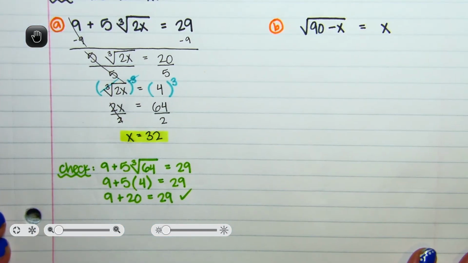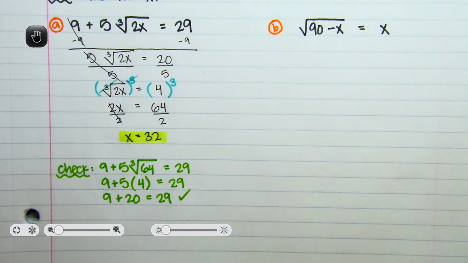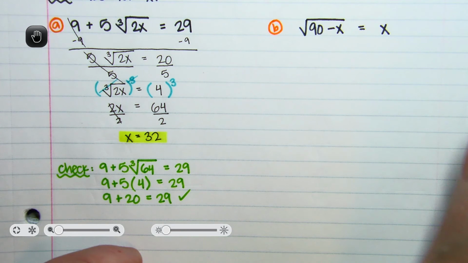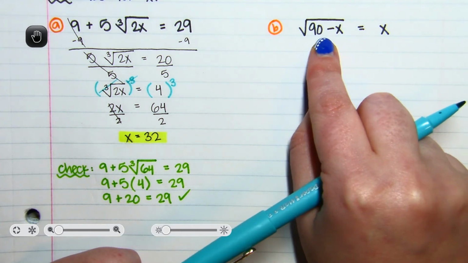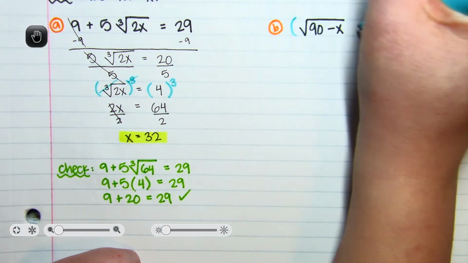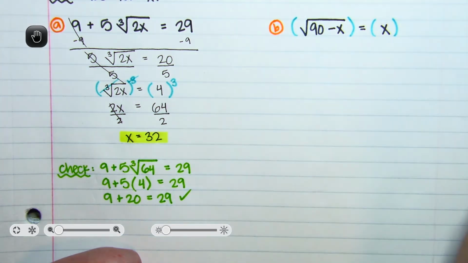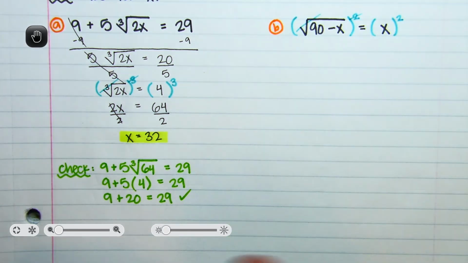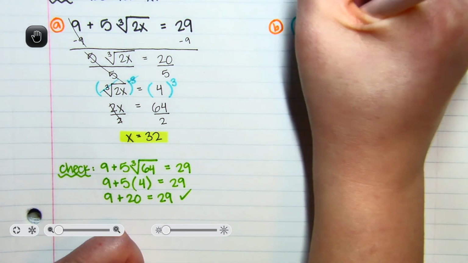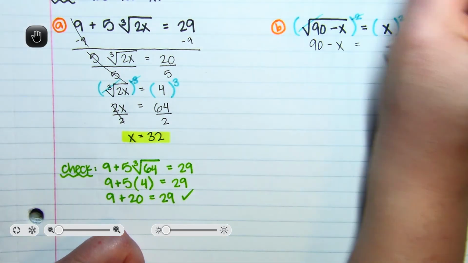Let's look at part B now. What do you think we do first? If you said raise each side to the second power or square both sides or anything along those lines, you are correct. So my radical is already isolated, which is super nice. And my index here, since there's no number written, that means the index is 2. So I'm going to square both sides. And that will cancel out my radical. So then I'll be left with 90 minus x equals x squared.